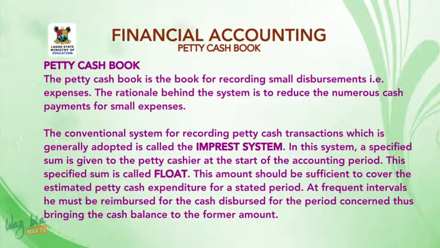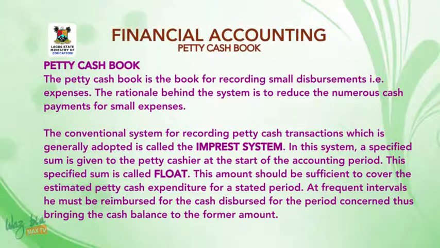Petty cash book. The petty cash book is the book for recording small disbursements, that is, expenses. The rationale behind the system is to reduce the numerous cash payments for small expenses. The conventional system for recording petty cash transactions, which is generally adopted, is called the impress system. In this system, a specified sum is given to the petty cashier at the start of the accounting period. This specified sum is called float.